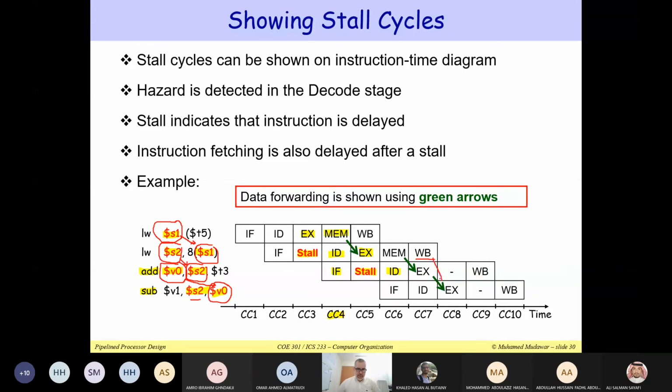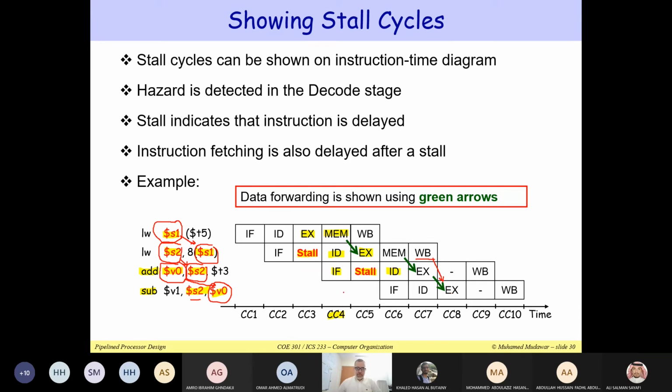So there are actually 2 forwardings here, because we are forwarding the value of S2 also to the execute stage, from the write back stage to the execute stage. It's not really shown here to avoid overdrawing things. You have to remember that we also have another forwarding arrow here, because we are forwarding the value of S2 from the write back stage back to the execute stage.